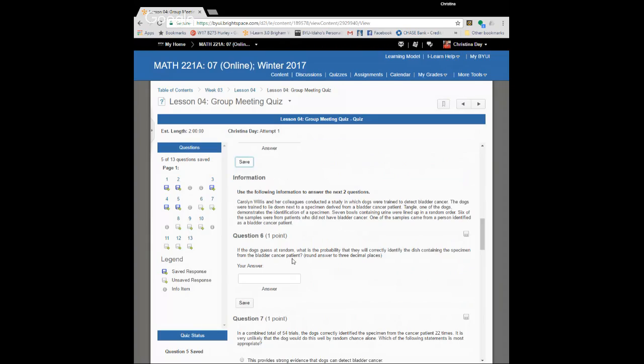The dogs guess at random. What is the probability that they will correctly identify the dish containing the bladder cancer specimen? Random order. So random. Wouldn't it be... how many bowls? 7? Isn't it just 1 divided by 7? Which is 0.142, 0.143. Yeah. Does that not make sense? Yep.